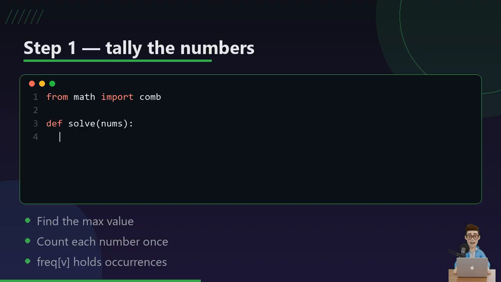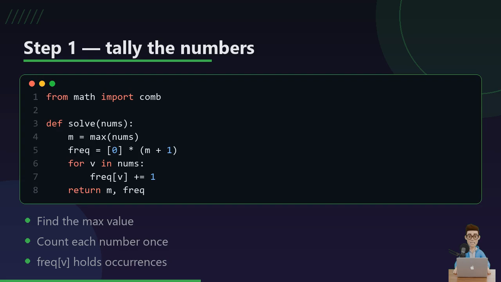First we tally. We find the largest number, so we know how big our arrays need to be, then bump a counter for each value. This frequency array is the whole input squeezed into counts, and it's what lets us stop thinking about individual pairs.